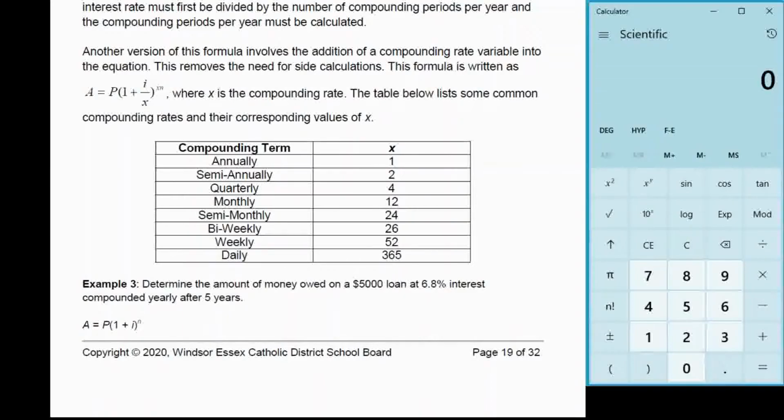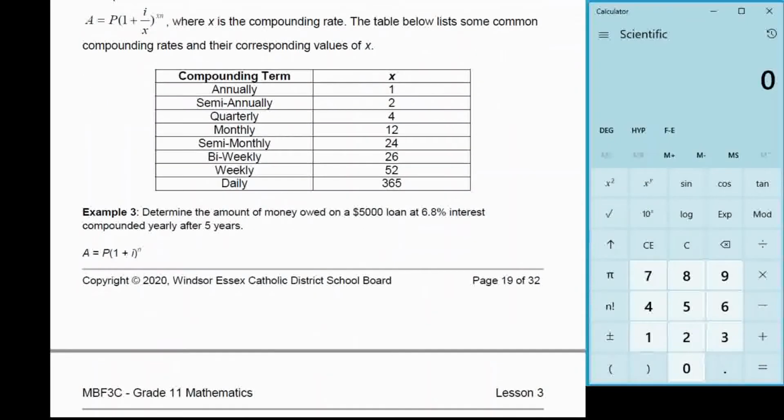So we'll do an example of an annual compounded question, and then we'll do an example with compounding where it's not annual, it's at monthly or weekly or some other compounding period. Question 3 here says that we have a $5,000 loan. It's 6.8% interest compounded yearly.